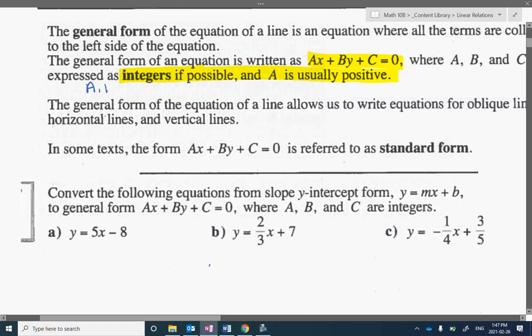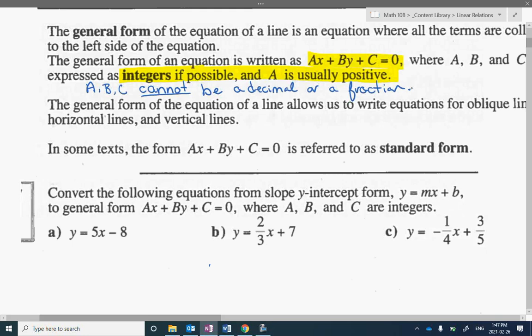So I'm just going to add a handwritten note in here, as should all of you. A, B, and C cannot be a decimal or a fraction. So we just have to change the form by multiplying it up. And we'll go through examples of this to make it no longer a fraction or a decimal.